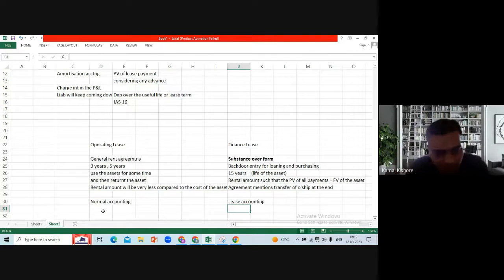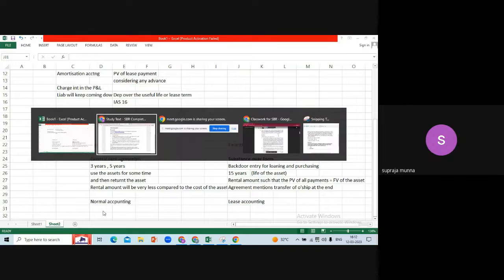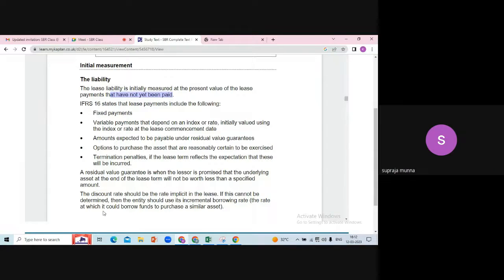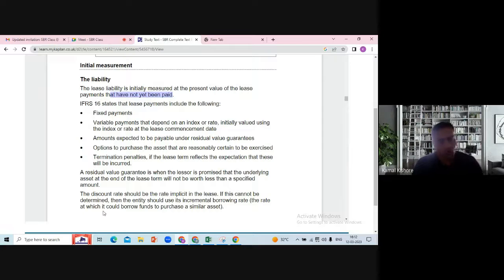Now in IFRS 16, what happens? There is no concept of operating lease or finance lease. Everything is finance lease now, except for smaller transactions where the agreement is less than 1 year. If the agreement is less than 1 year, then there is no point in showing it as a finance lease, because the agreement is going to get over. Otherwise, all other arrangements are shown as finance lease. That means you have to show a right of use asset and liability.